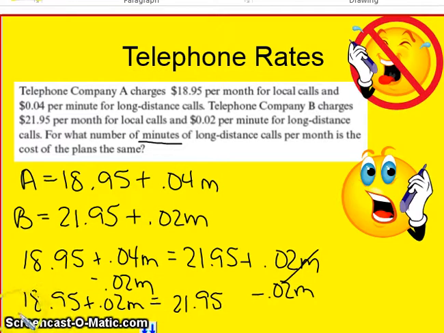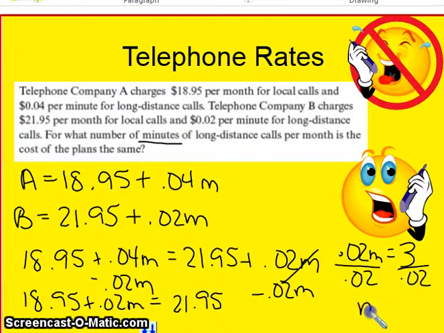Now to solve this, I need to subtract $18.95 from both sides. So I get 0.02m equals, and then $21.95 minus $18.95 is $3. And then finally, to solve for m, I need to divide by 0.02. So 3 divided by 0.02 is 150. That means that the cost of the plans is the same when the caller has used 150 long-distance minutes.